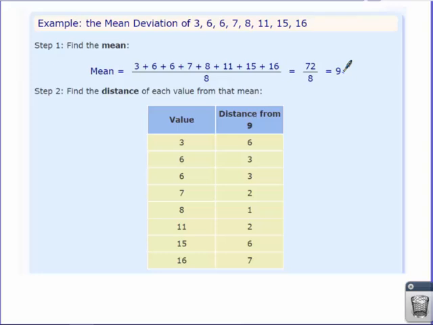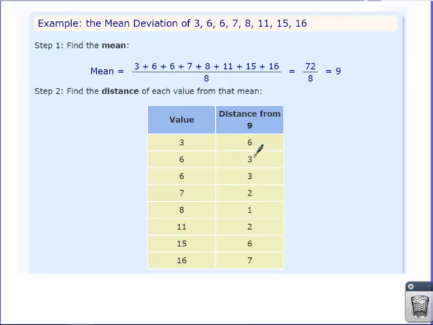Now what we want to do is find the positive distance each value is from the mean. So I'm going to do 3 minus 9 and get negative 6. But I don't want the negative part, so I'm going to just say 6. And then 6 minus 9 is negative 3. So I just want the positive distance of 3. And I do that with each of the values.